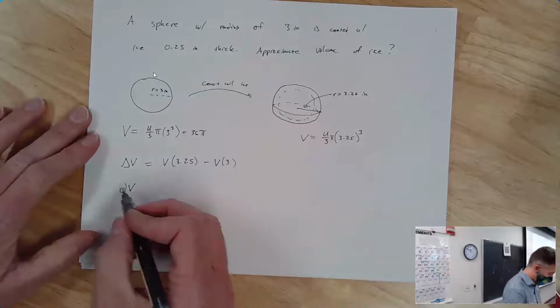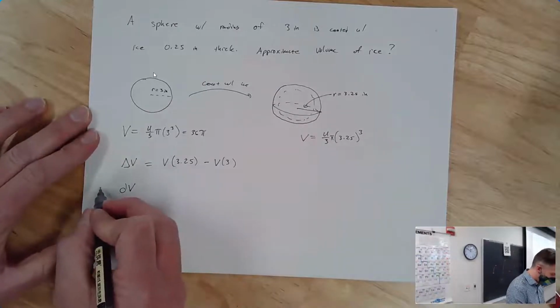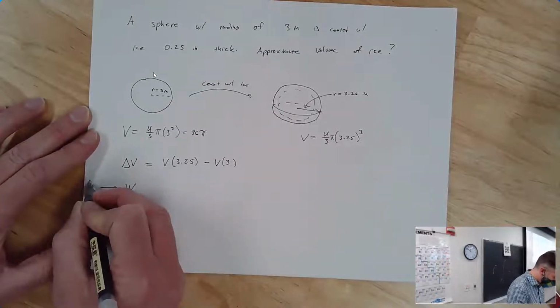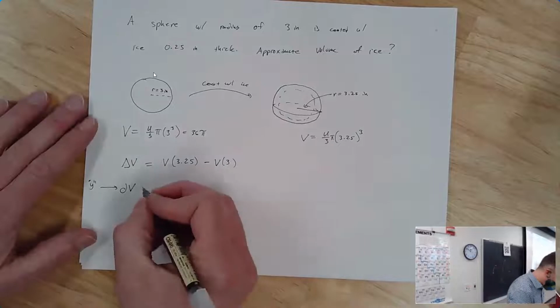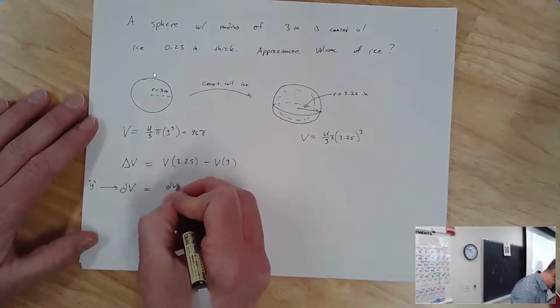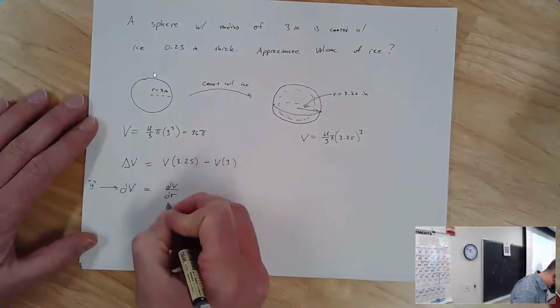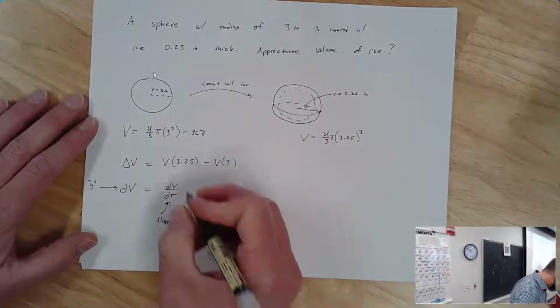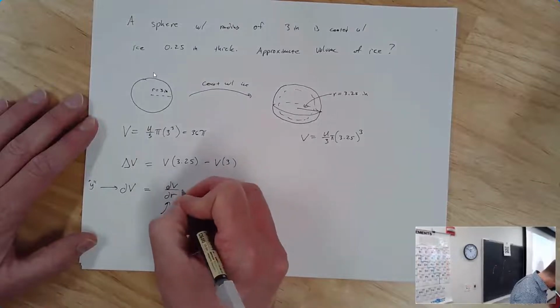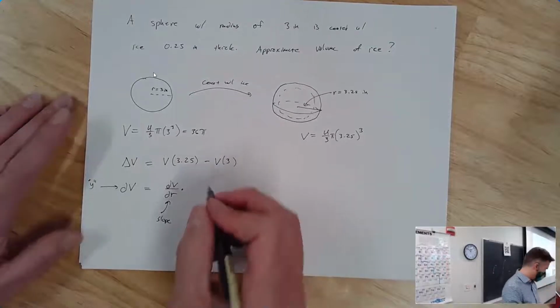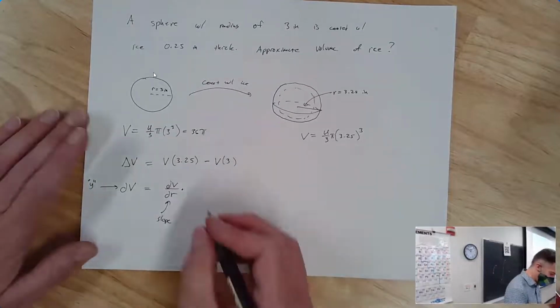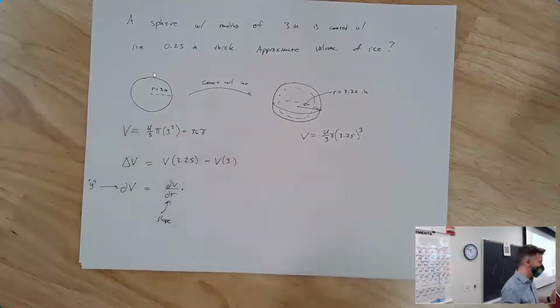So again, you should be thinking of V as like the y, or as your output, essentially, right? The thing that's going to rise. And I want to find, this is going to be the slope times dr or delta r.